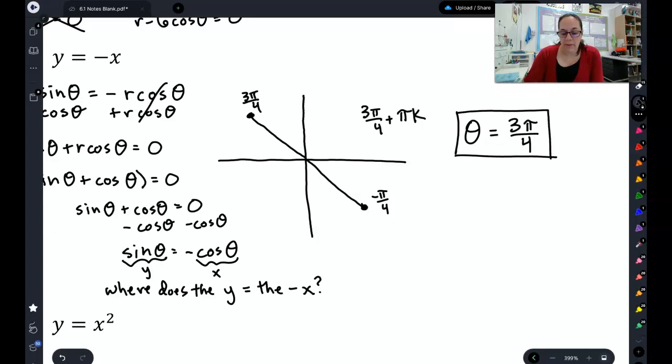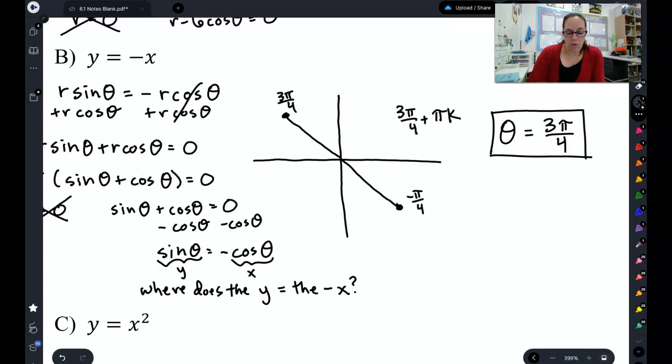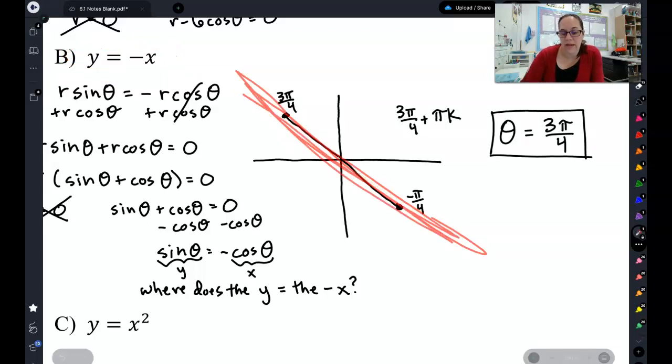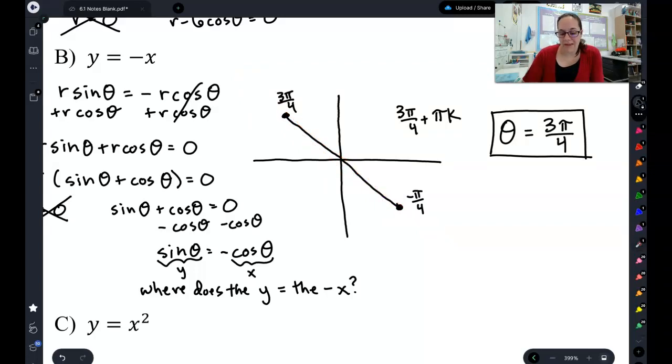And if you think about this, we know that the graph of y equals negative x looks like this. That is that line. That is y equals negative x. So theta equals 3 pi fourths. You're taking all the radiuses that we want along the line of 3 pi fourths. So basically we're taking all the points r, comma, 3 pi fourths, where r can be any number, but theta will always be 3 pi fourths.